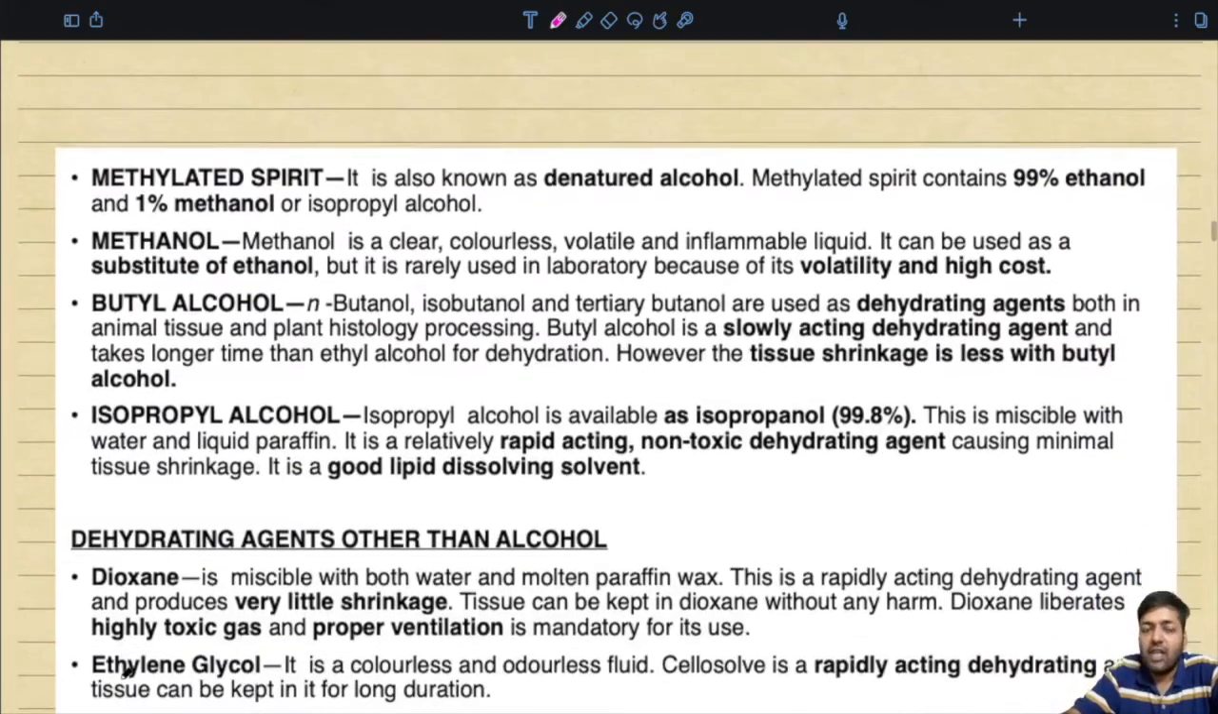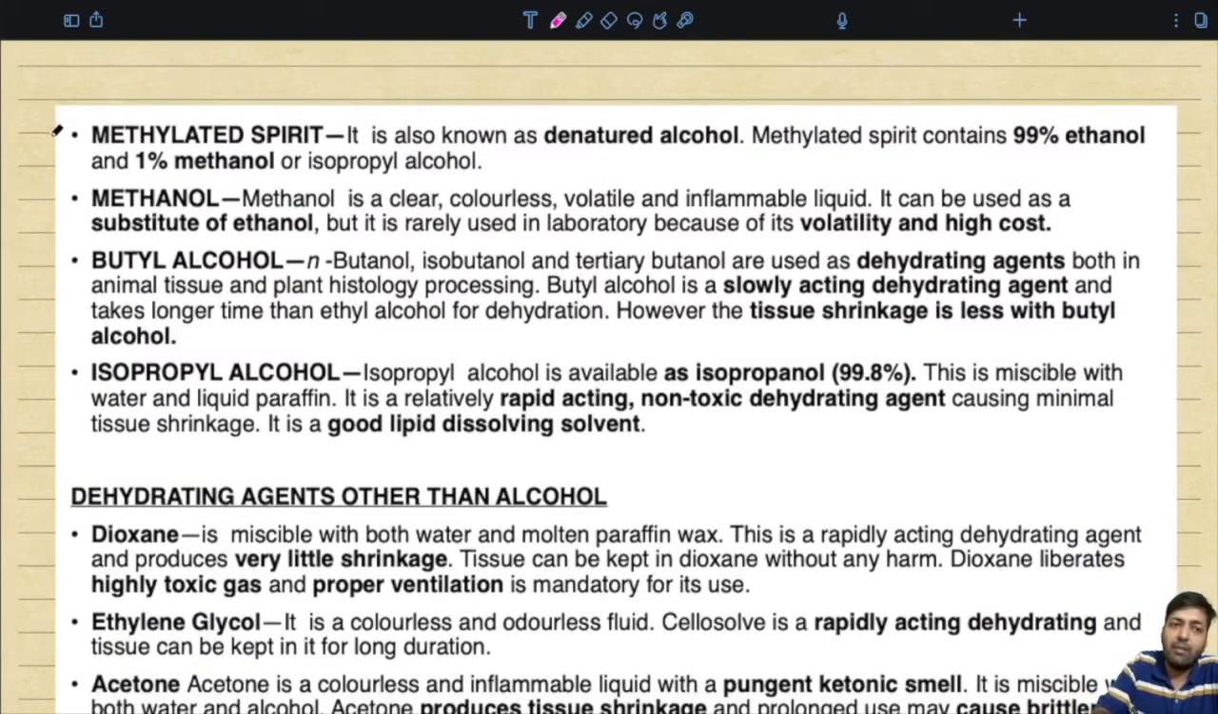Okay. Now, what are the other dehydrating agents? We have methylated spirit, also known as denatured alcohol. It contains 99% ethanol and 1% methanol. Then we have methanol, which is a clear, colorless, volatile, inflammable liquid. It can be used as a substitute for ethanol, but it is rarely used because it is very highly volatile and it has a high cost.